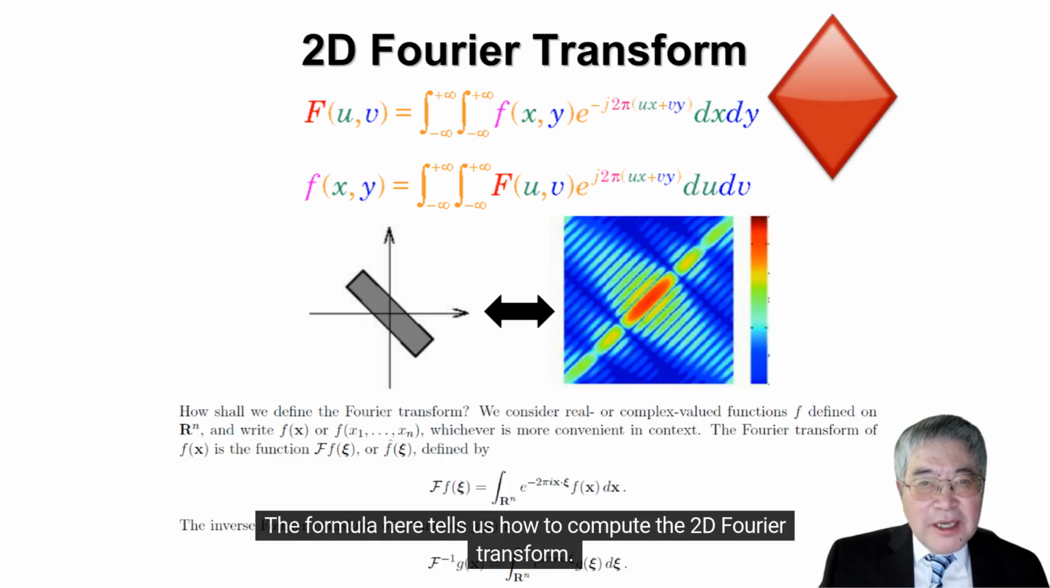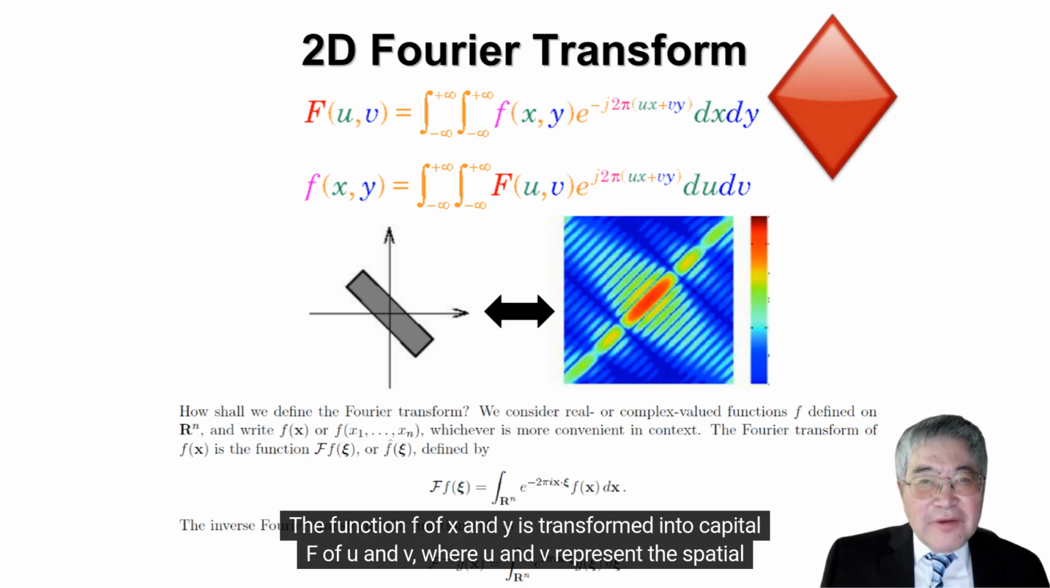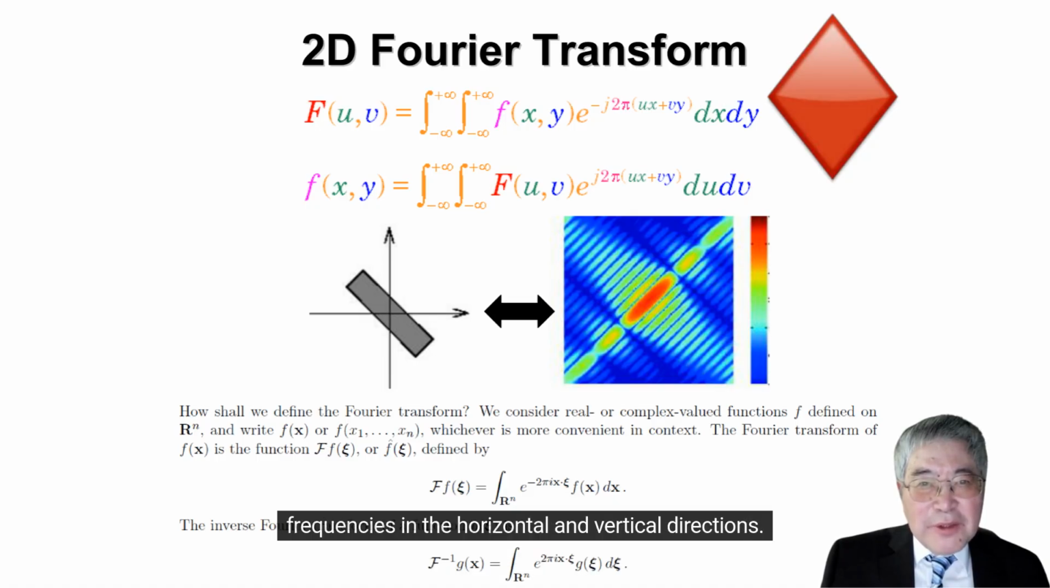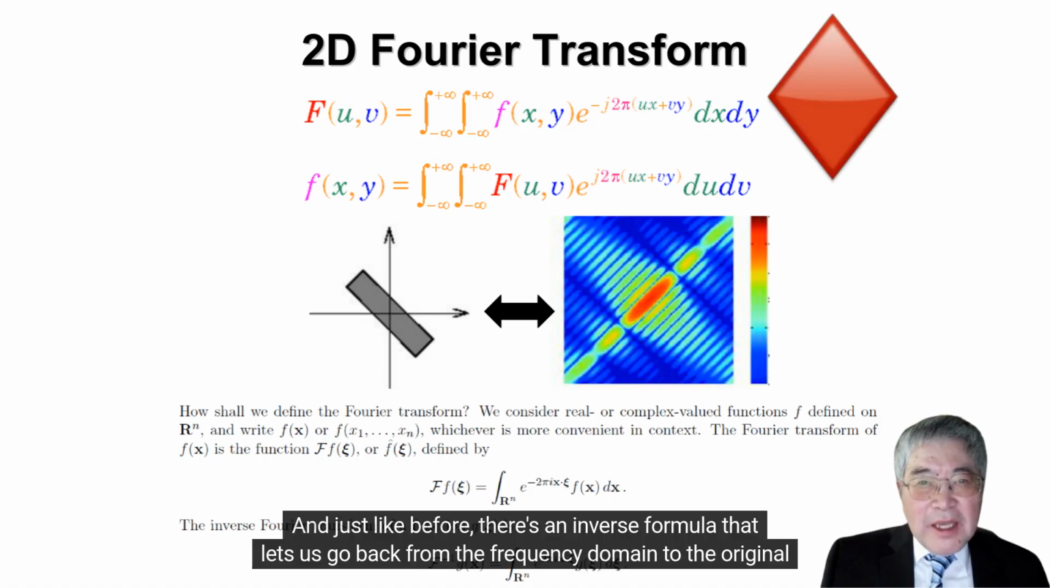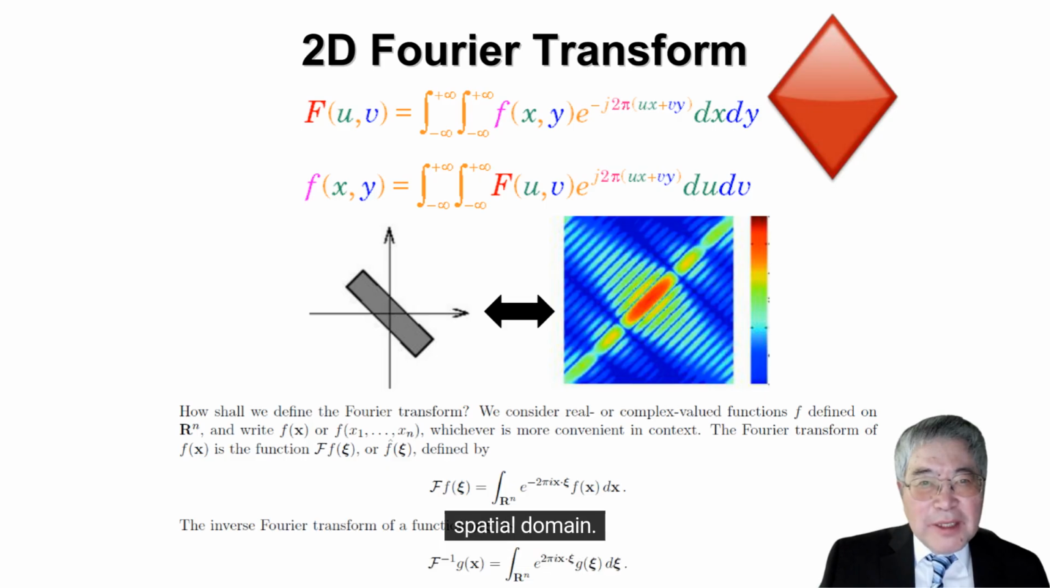The formula here tells us how to compute the 2D Fourier transform. The function f of x and y is transformed into capital F of u and v, where u and v represent the spatial frequencies in the horizontal and vertical directions. And just like before, there's an inverse formula that lets us go back from the frequency domain to the original spatial domain. Now, why is this so useful?